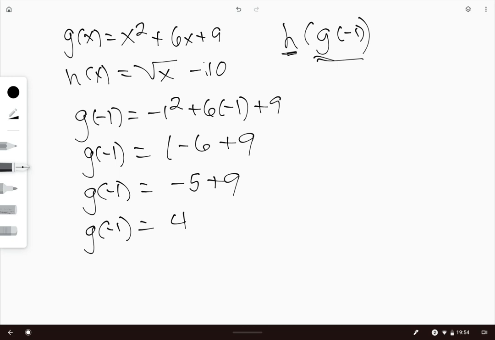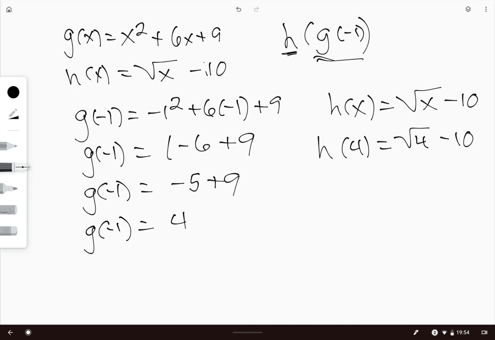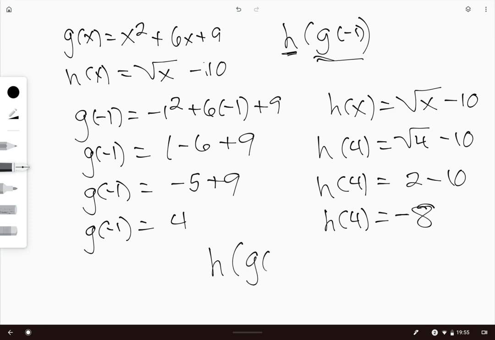So now we're going to take that and plug it into the h of x, which is equal to the square root of x minus 10. So the h of 4 is going to equal the square root of 4 minus 10. So the h of 4 equals 2 minus 10 because the square root of 4 is 2. So the h of 4 is going to equal negative 8. So the h of the g of negative 1 equals negative 8.